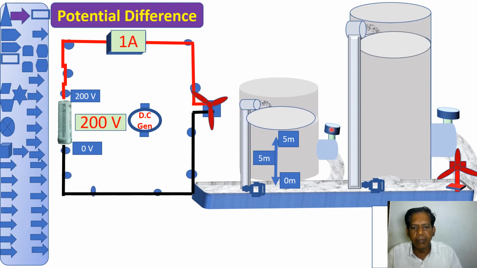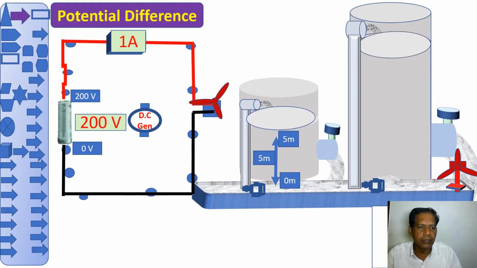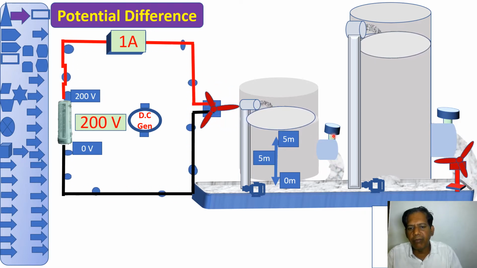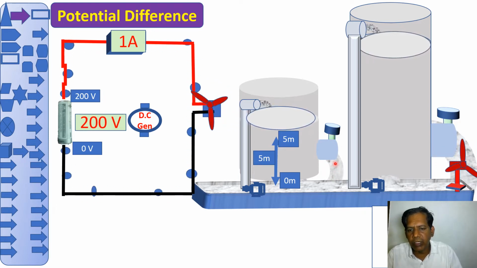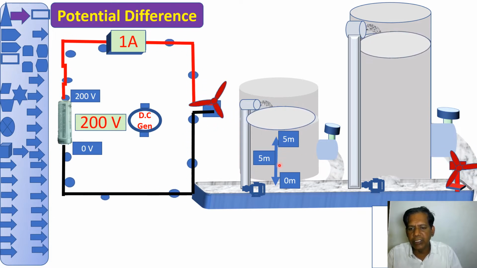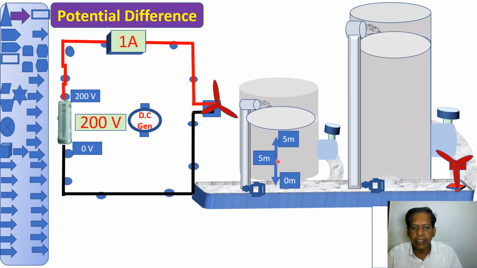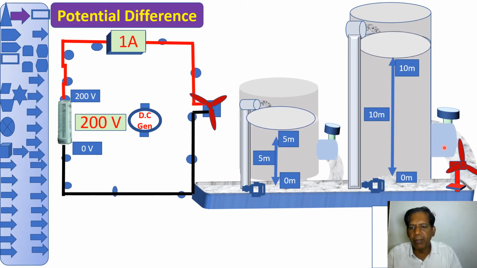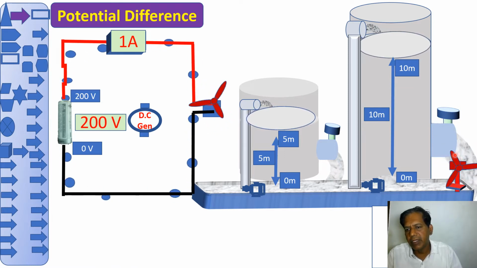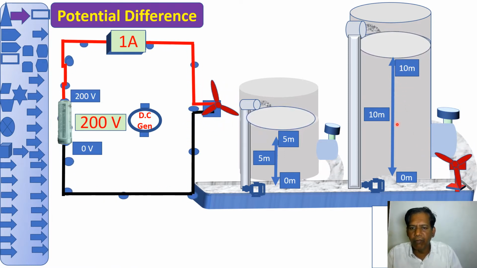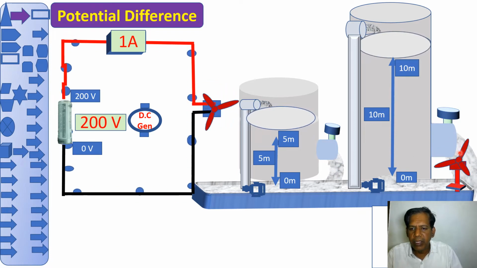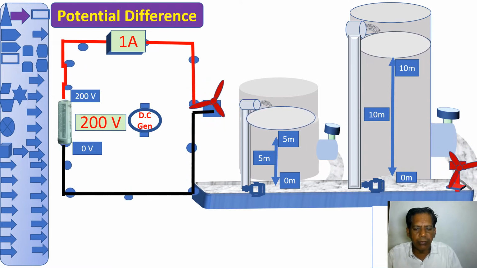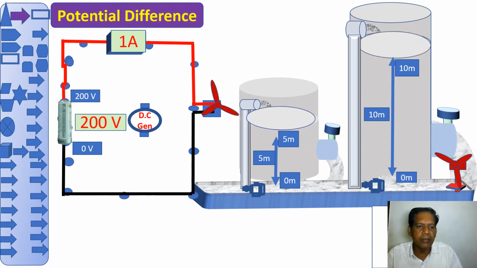Now let me operate this switch. Now I operate this regulating valve. Then there is a water flow. This water flow depends upon this level difference. Now let me increase this level difference from 5 meter to 10 meter. Then what will happen? Water flow is increased. This water flow depends upon this level difference. Similarly, if I replace this voltage source from 200 voltage to 400 voltage, what will happen?